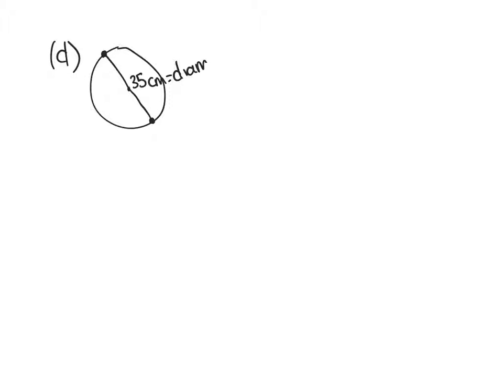Okay, D is a circle. So question D was a circle, and its diameter, so the distance from one side to the other side, going through the center of the circle, is 35 centimeters. So we know that's the diameter, because it goes all the way across. So the area of a circle formula is pi times radius squared. So pi, you can use 3.14, or you can use the pi button on your calculator. The radius of this is going to be half of 35, so 17.5.